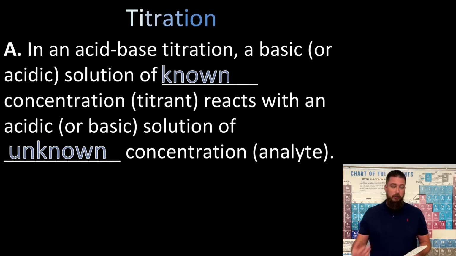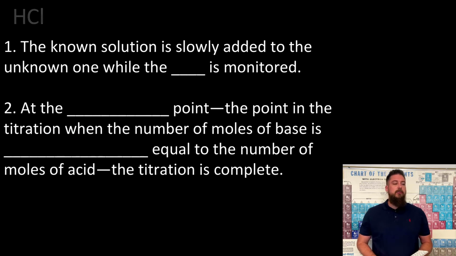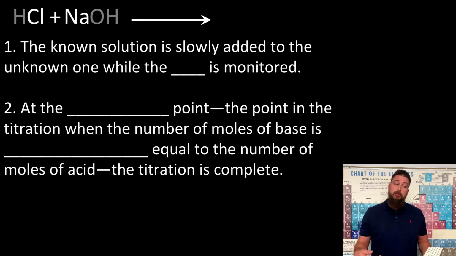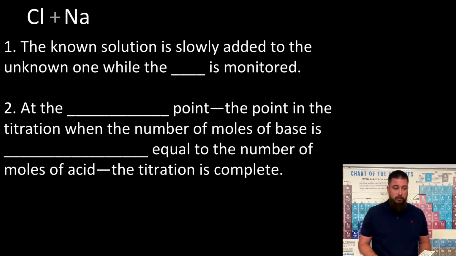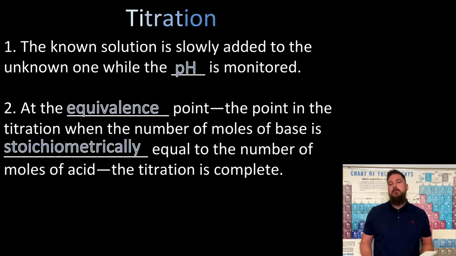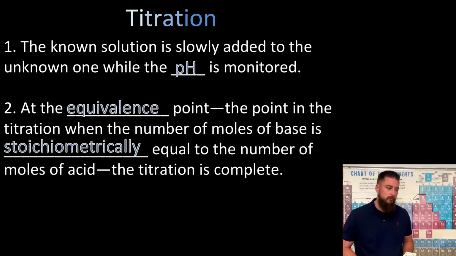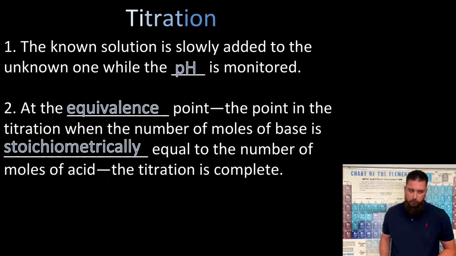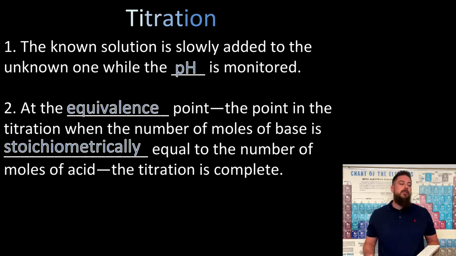All right. So in an acid-base titration, a basic or acidic solution of known concentration, which we call the titrant, reacts with an acidic or basic solution of an unknown concentration, which we call the analyte, because that's the thing we're analyzing. Now, the known solution is slowly added, kind of like what I did with the sodium hydroxide, to the unknown one, while the pH is monitored. Now, in this situation, I didn't monitor the pH, but we're going to talk about what it'll look like as you monitor the pH.